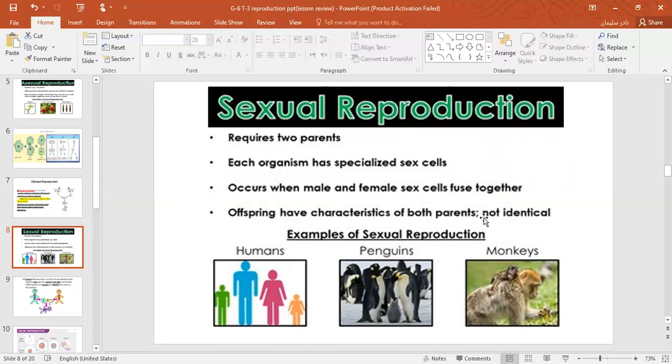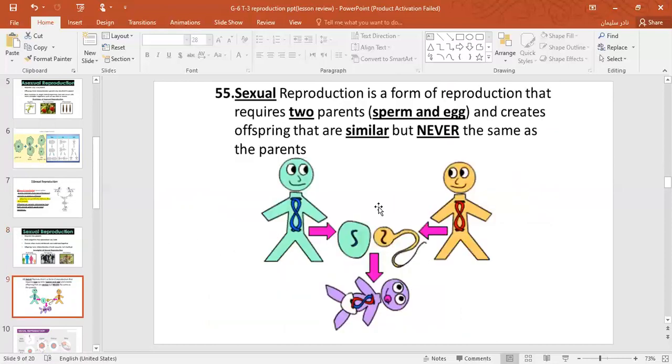Okay, so offspring are not identical. Examples of sexual reproduction: it takes place in humans. It takes place in many animals like penguins and monkeys. They reproduce sexually. Okay? This picture shows how the DNA is taken from the two parents. The new organism that is formed has 50%, if we look at the DNA, the blue one, it is taken 50% from the dad and 50% from the mom.